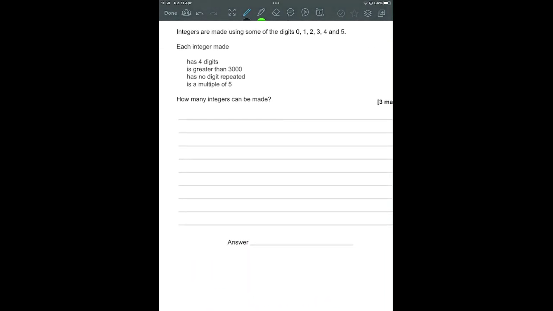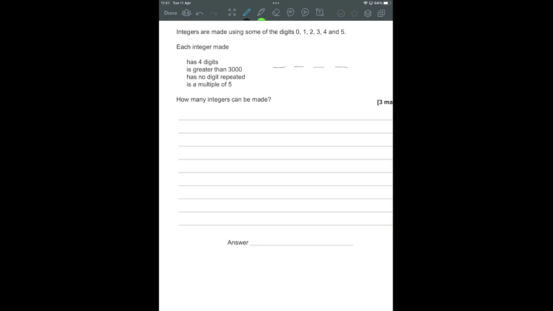Question 15. Integers are made using some of those digits. It has 4 digits, is greater than 3000, has no digit repeated, and is a multiple of 5. Lots of conditions there. So we have 1, 2, 3, 4 gaps to fill. Now, I think the most restrictive condition here is actually the multiple of 5, and that will make a difference.